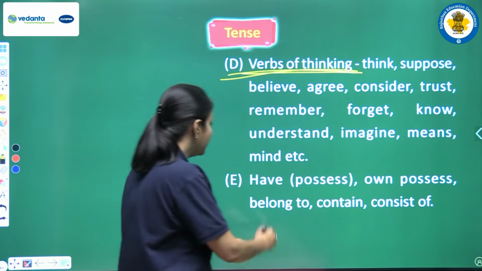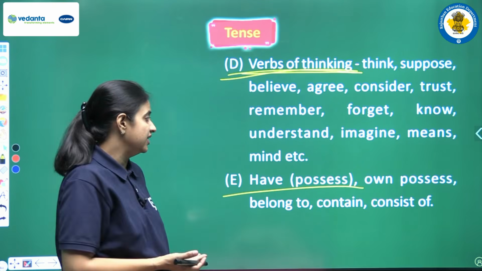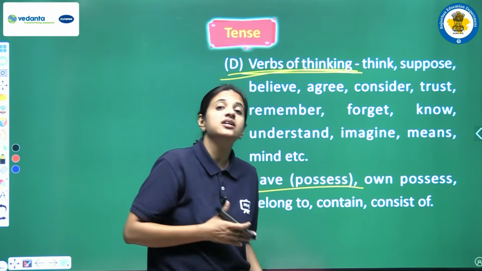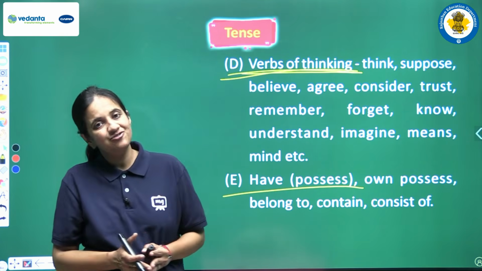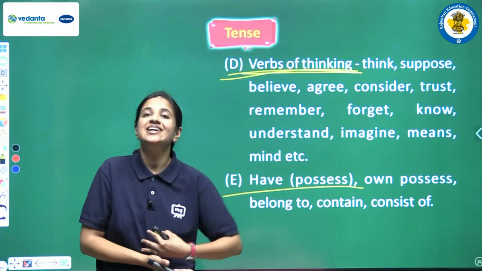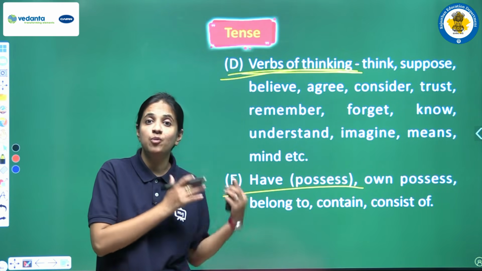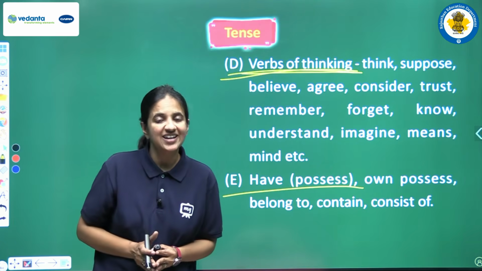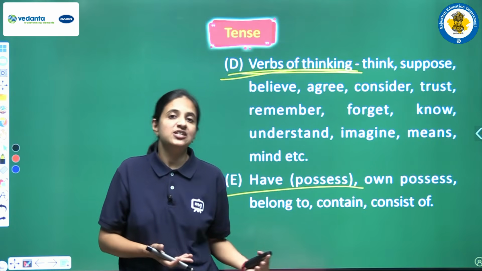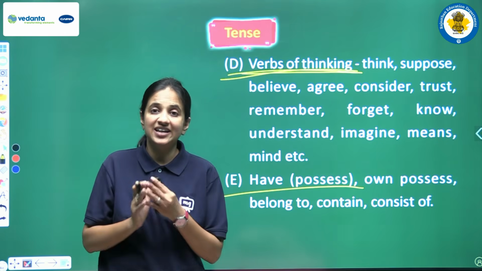Next, we are having have. Have means possess. Okay, when we show something as a possession, so suppose own, possess, belong to, contain, consist of. Okay, so again, if we are having some words to show possession, to show belonging, then we generally do not use continuous tense. Okay, so this is a very important point that you should know, and you all have to be aware that if any of these verbs is given to you in a sentence, then generally you will not write it in continuous tense.